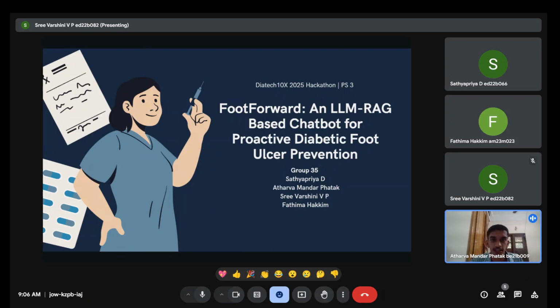And as a part of this hackathon, we are proposing a RAG-based LLM model to tackle the diabetic foot problem. So we'll have a background overview of the intensity of this problem.